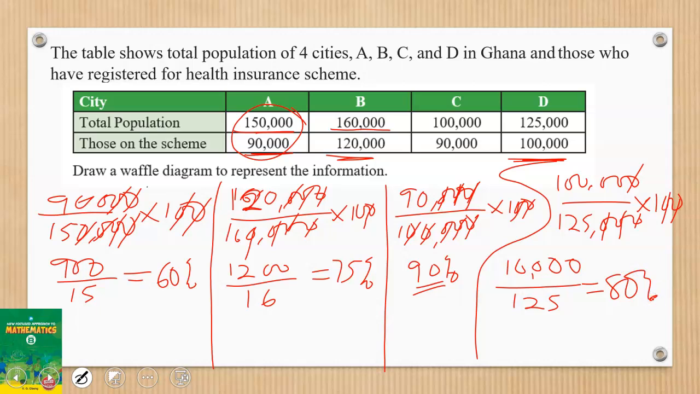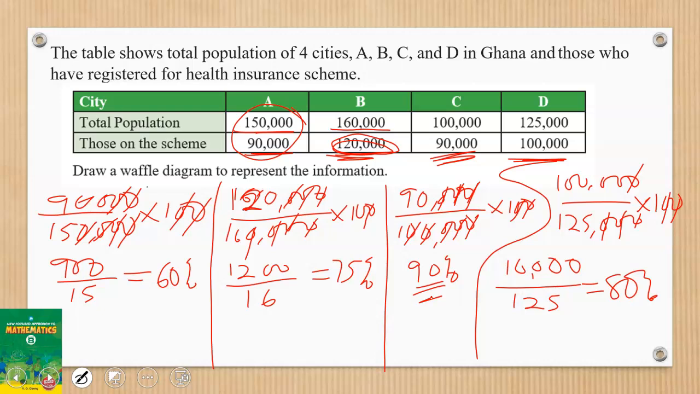So you can see that initially you could have thought that the city with 120,000 who did the registration would have the highest number of people who have accepted the health insurance scheme. But you can see from here that rather city C has the highest proportion of people who have accepted the insurance scheme, because per their population, the majority of them have registered for the health insurance.